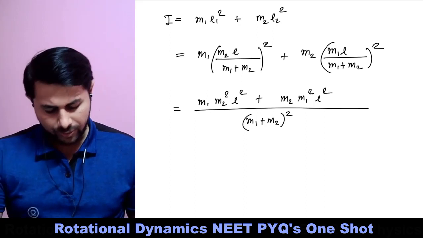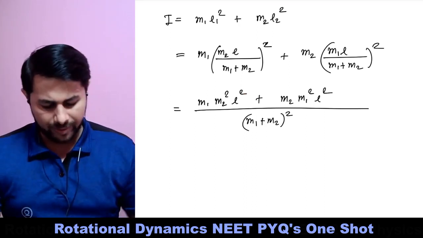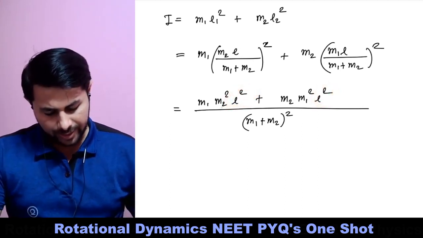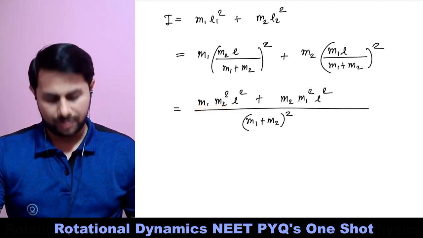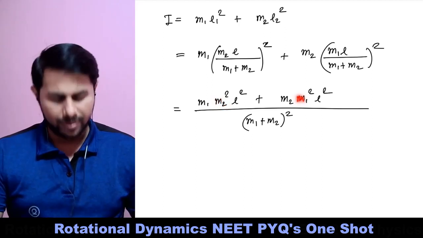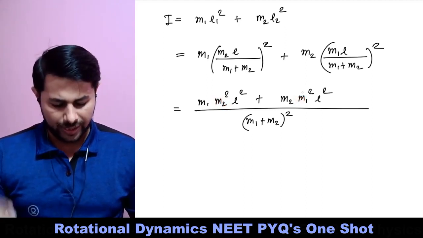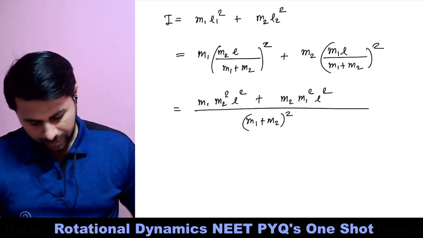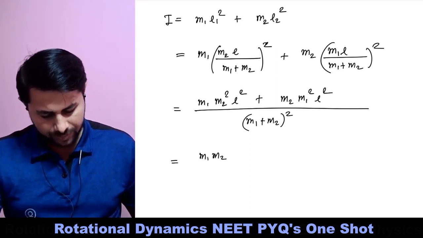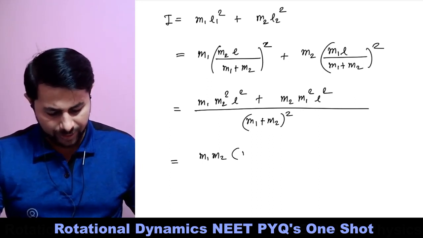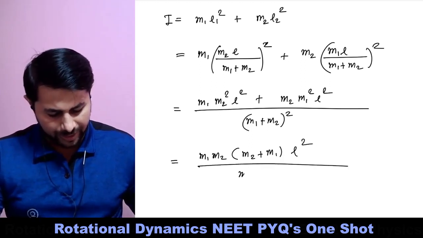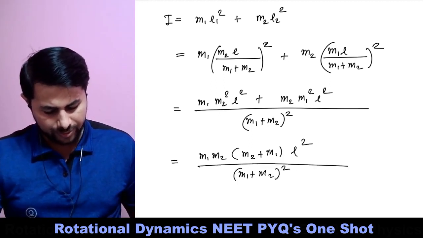Right. So now what you can do is, you can take something common. You can take L square common from both of these terms, and also you can take m1 m2 common. So what will be left from the first term? M2 only, and from the second term M1 only. So you get M2 plus M1. So this is m1 m2 multiplied by m2 plus m1, multiplied by L square divided by m1 plus m2 whole square.